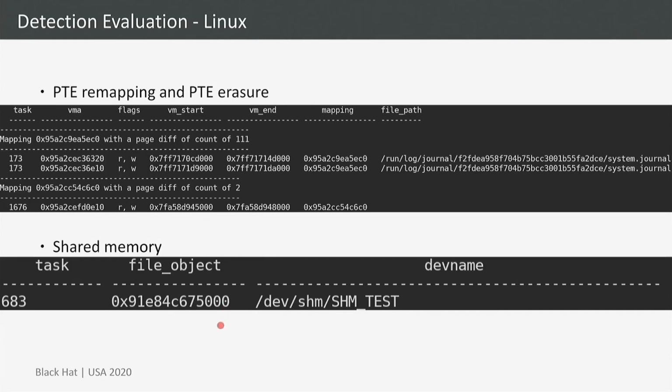And the last output here is an example for shared memory on Linux. We have a shared memory handle which is currently not mapped in any process, or not in this process. So this is reported.